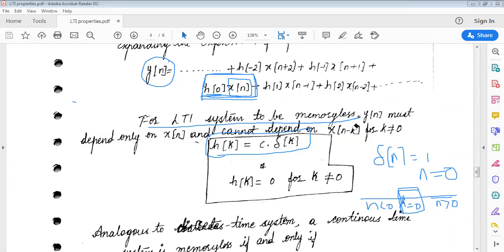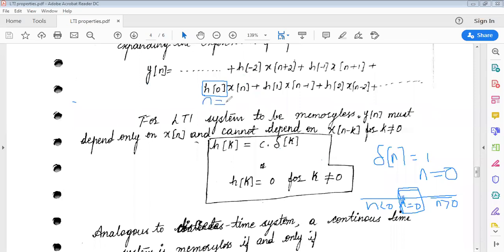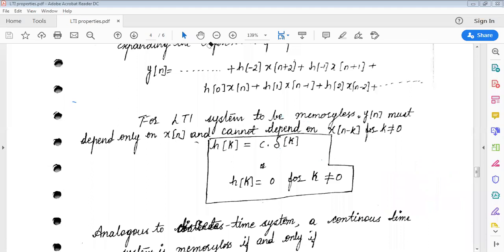How can you make an LTI system memoryless? To make the LTI system memoryless, your system should not depend upon the future values of the input, nor should it depend upon the past values of the input. It should depend only on the present value of the input. So for this to happen, we select the impulse response of the system such that it depends only on n is equal to 0. That signal which is defined only at n is equal to 0 is your unit impulse function.